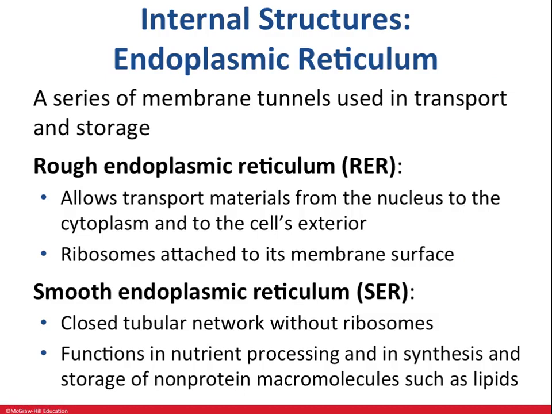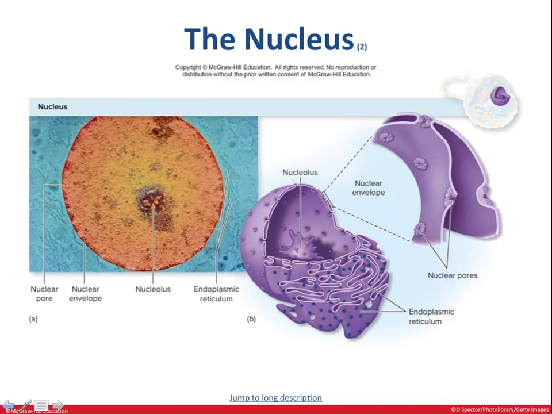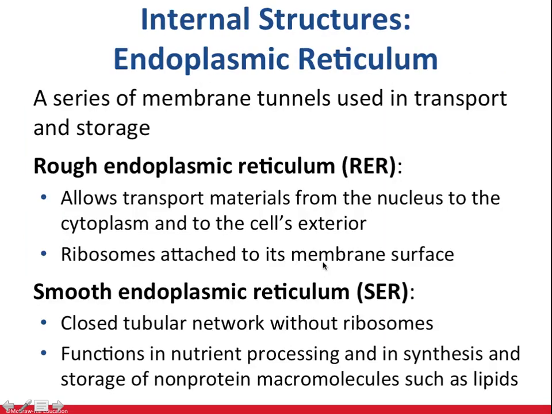Let me introduce one organelle, the endoplasmic reticulum. Actually, we have two ERs: one is the rough ER, another is the smooth ER. The ER is connected with the nucleus, as we can see here. This is the rough ER, and the rough ER is connected with the nuclear envelope. The rough ER allows transport of material from the nucleus to the cytoplasm.